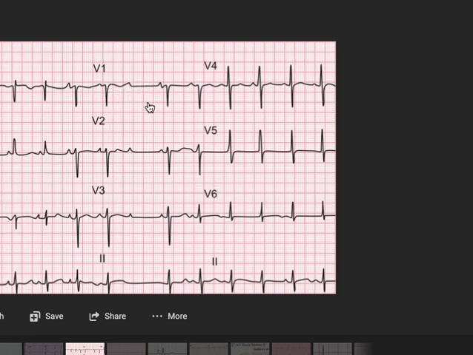So simply, sometimes there are dropped beats, or sometimes there is no conduction between the atria and ventricle. This is Mobitz type 2. Okay.